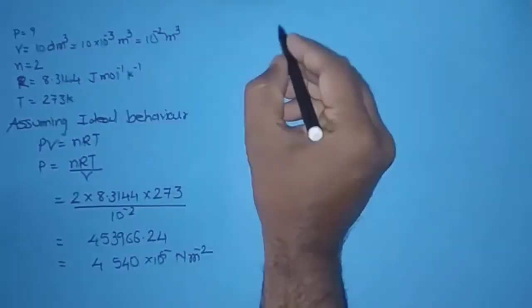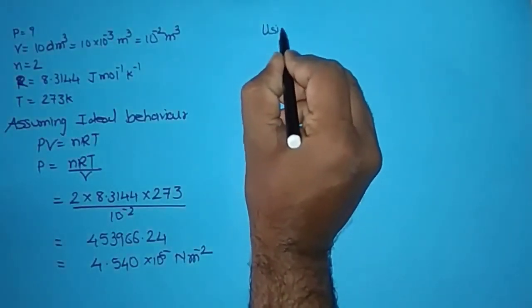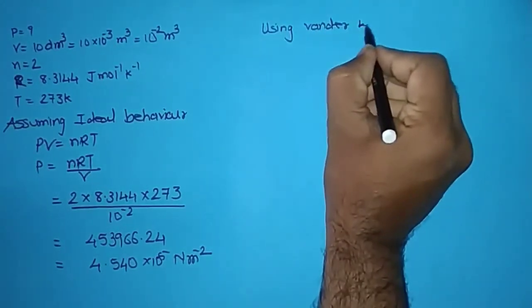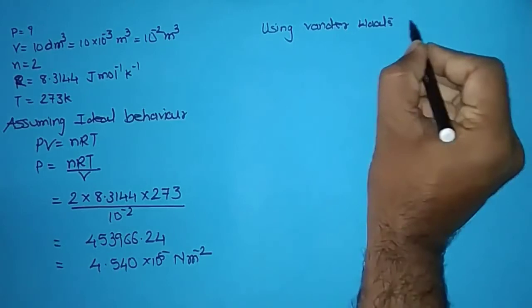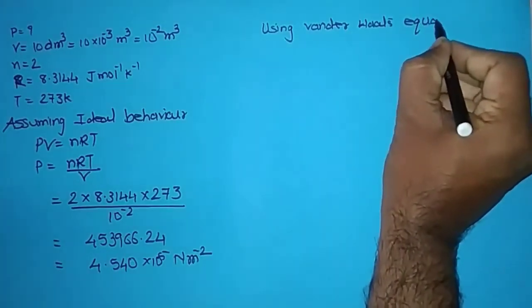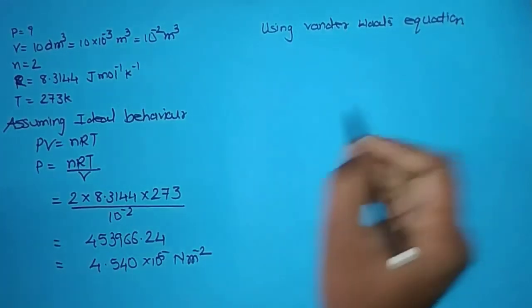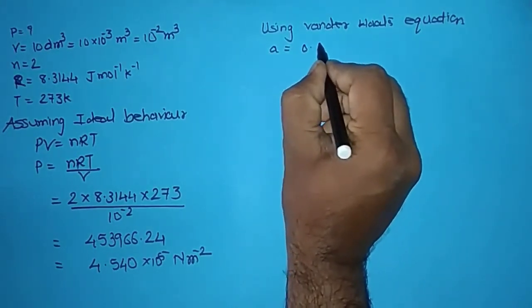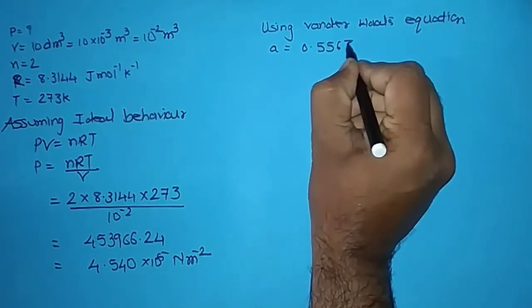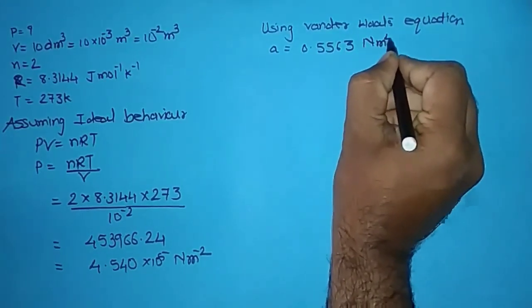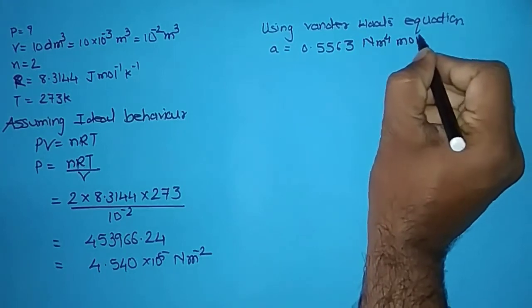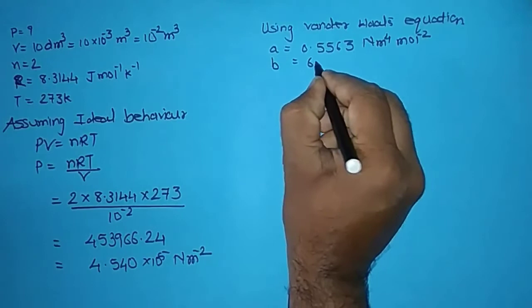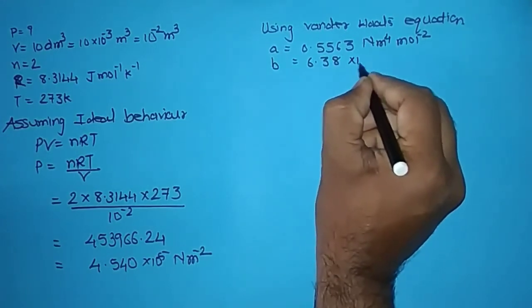Next, using the van der Waals equation. In this case, the values for van der Waals constants A and B are given. A is 0.5563 Newton meter raised to 4 per mole square, and the value for B is also given. It is 6.38 into 10 raised to minus 5 meter cube per mole.